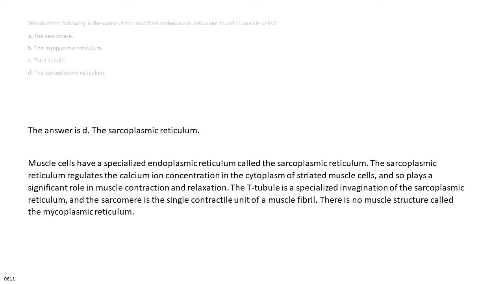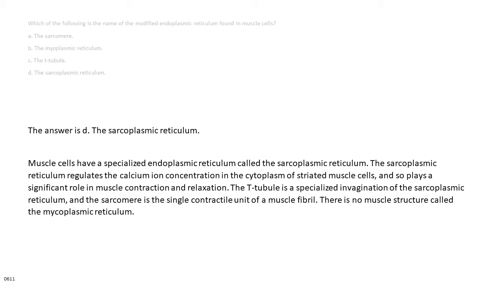The answer is D. The sarcoplasmic reticulum. Muscle cells have a specialized endoplasmic reticulum called the sarcoplasmic reticulum. The sarcoplasmic reticulum regulates the calcium ion concentration in the cytoplasm of striated muscle cells, and so plays a significant role in muscle contraction and relaxation.